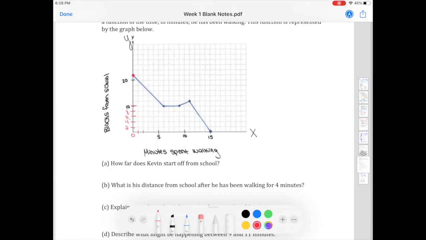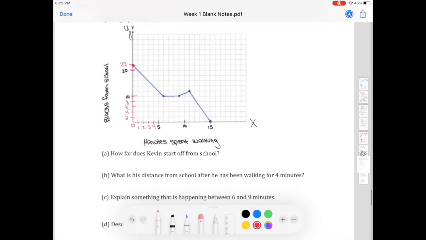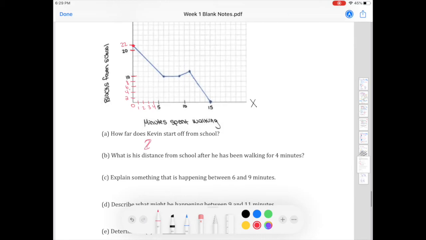Okay, these are actually going up by 2, 4, 6, 8, 10. They're counting by twos. Your x-axis, 1, 2, 3, 4, 5, that makes sense. These ones are counting by ones on your x-axis, but your y-axis is going up by twos. So if this is 20, that would make this 22. So how far does he start off from school? It would be 22 blocks.